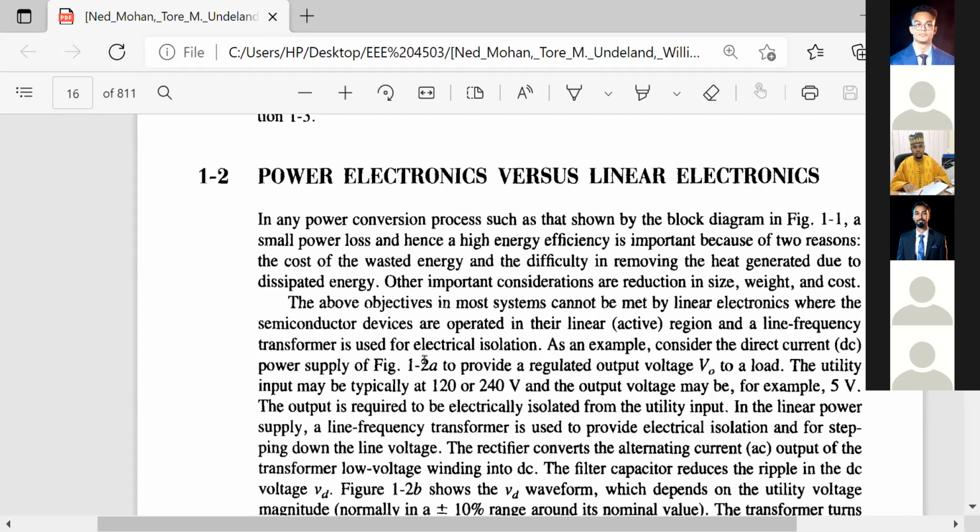You have to mention, it's like you are transferring 10 kilowatt. If you do that in power electronics, the loss could be say 2% or 5%. But if you convert this in linear electronics, it is 25%. So the linear system is less efficient than the power electronic system.